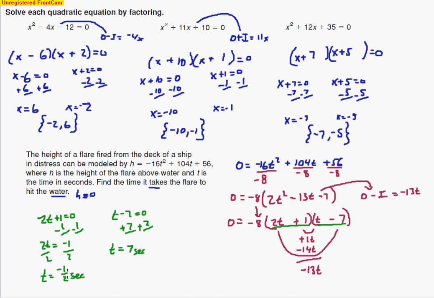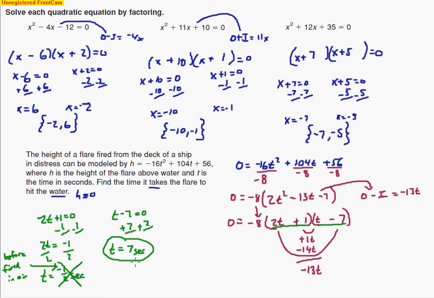Negative 1/2 of a second. This means it occurred before launch, before it was fired into the air. And so this answer doesn't make sense. This we call an extraneous solution. So we're going to cross that one off, not use that one. We're going to go with this answer right here, 7 seconds, because it's the one that makes sense.